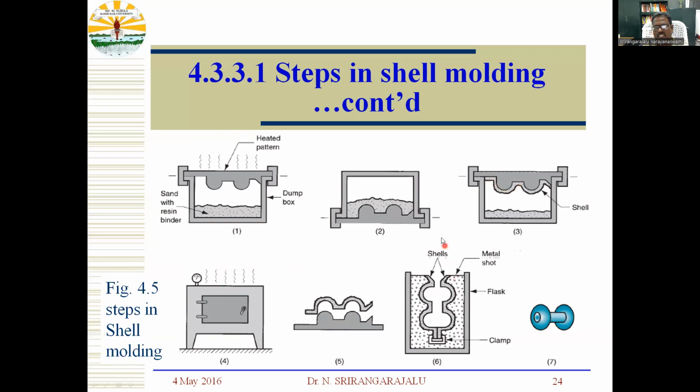After that, they can pour the molten metal through this one. Then finally, they will get the product like this. The finished product will be obtained in this shell molding process.